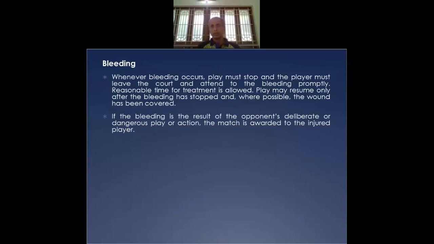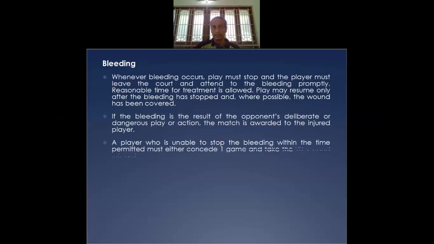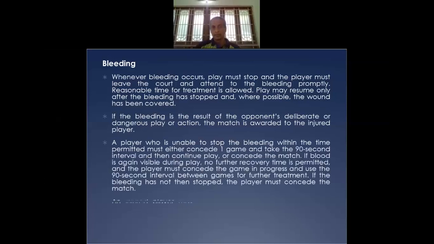If the bleeding is a result of the opponent's deliberate dangerous play, then it goes into contact. It will be straight away contact because it's an opponent-inflicted injury. We do that. But normally for bleeding, we give them submission.